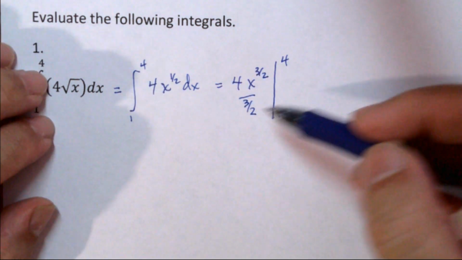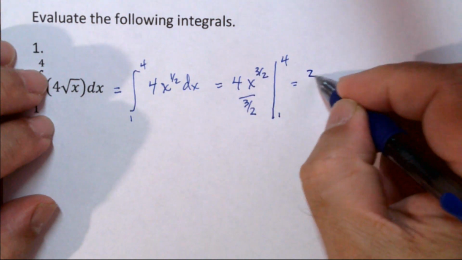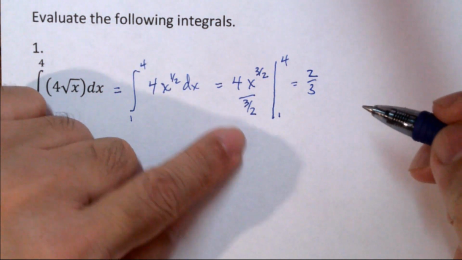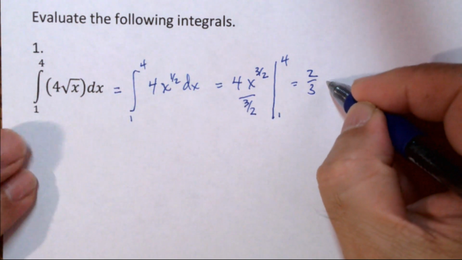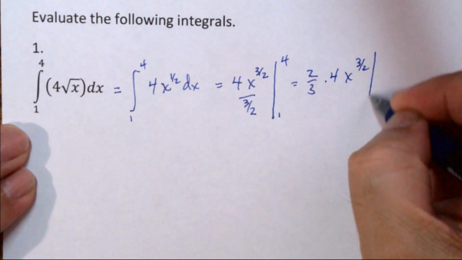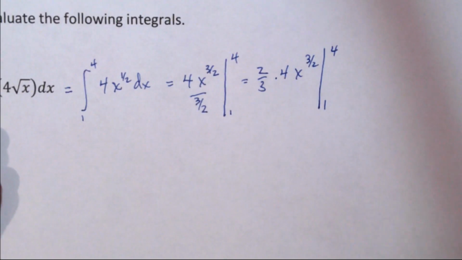All right, I'm going to clean this up a little bit by bringing the 2/3 up. Okay, I said 2/3, but it's a 3/2. But when I bring it up, you take the reciprocal of it. That's why it's coming up as 2/3. And I'm multiplying by 4x to the 3/2. I haven't plugged in the 1 and the 4 yet, so I have to put that there. And that's going to be 8/3.